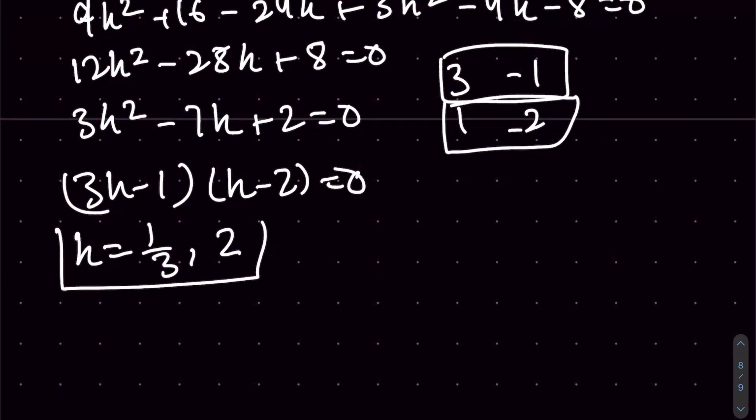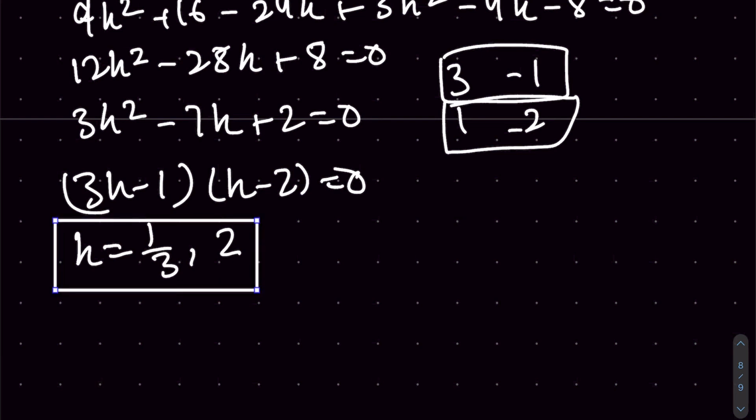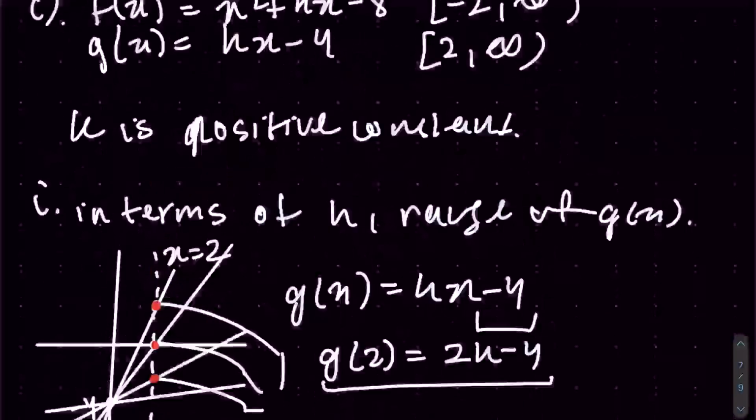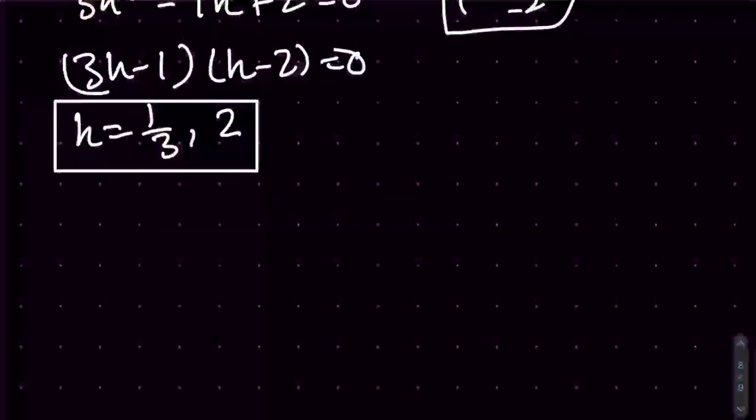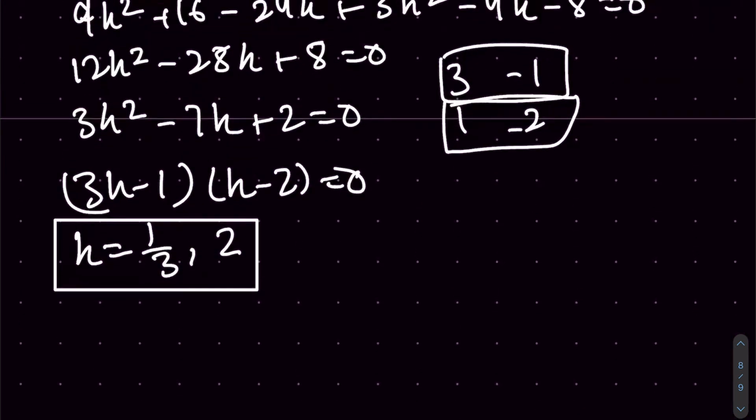And normally we would have to check for extraneous solutions, as k we know is given to be positive, and from the solution we see that k is positive, and therefore we have two solutions. And this is the final part of question 9 in the maths paper.